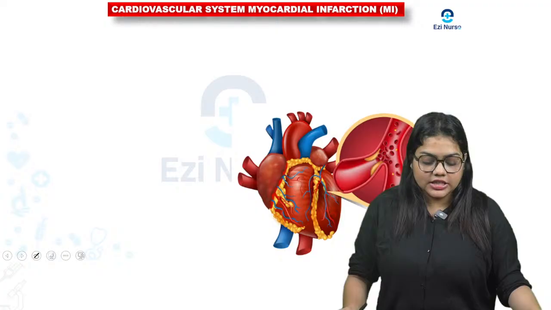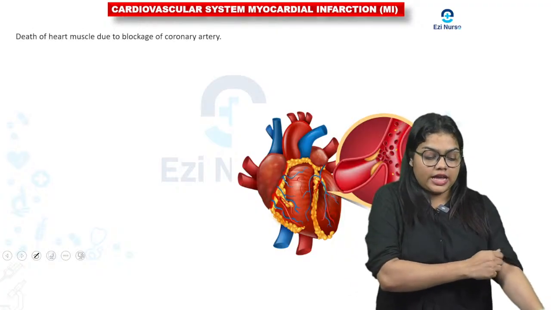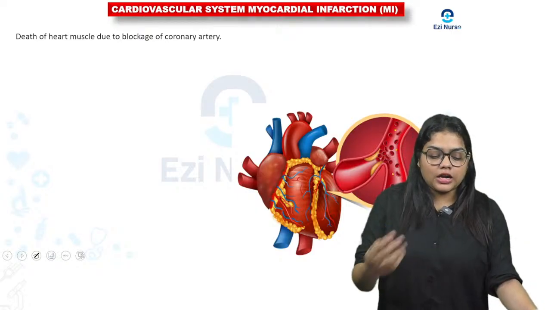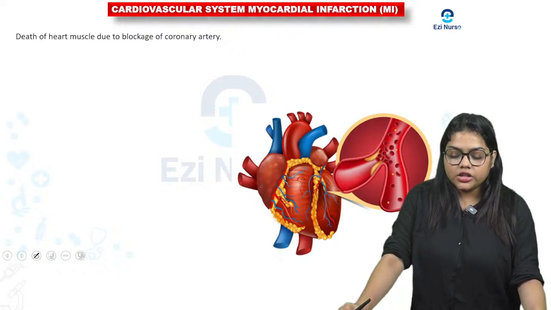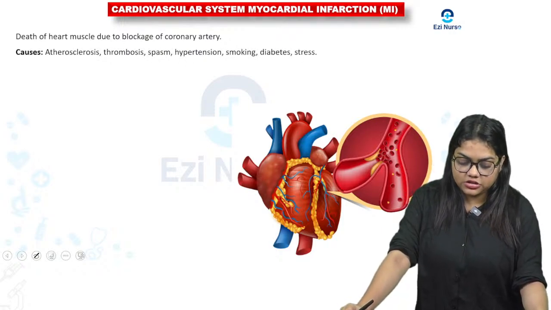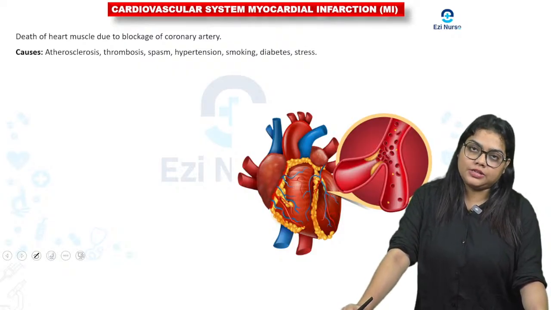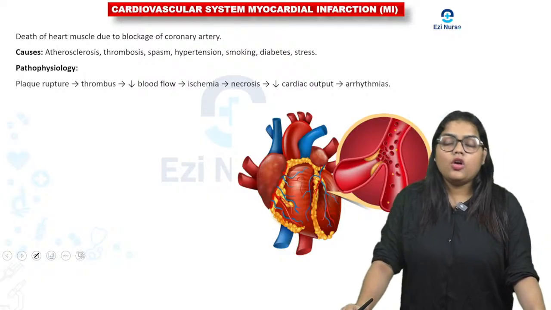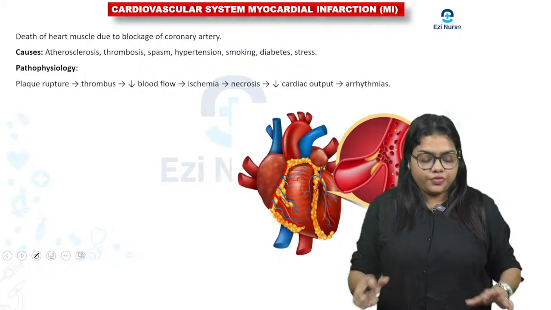The next condition is in the cardiovascular system: myocardial infarction, also called a heart attack. Death of heart muscle due to blockage of a coronary artery is called myocardial infarction. The main causes are atherosclerosis, thrombosis, spasm, hypertension, smoking, diabetes, and stress. Okay, how can it happen? Because of the causative factors.